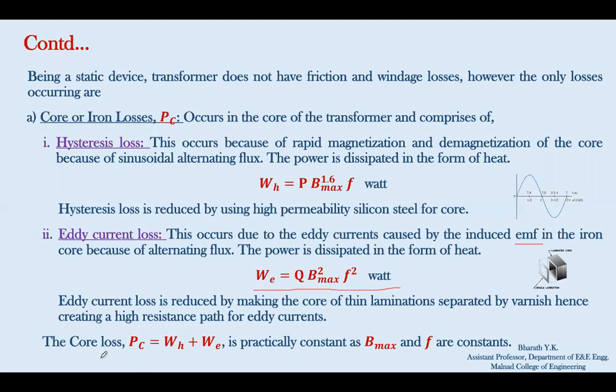The total core losses are a combination of hysteresis and eddy current losses, which depend on the maximum flux density and frequency. The maximum flux density depends on the supply voltage, which is constant, and the frequency is also constant. Therefore, the core losses are practically constant.